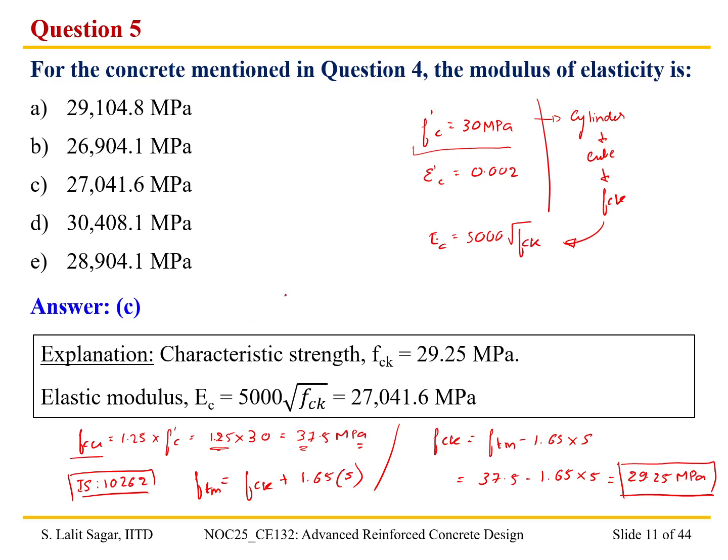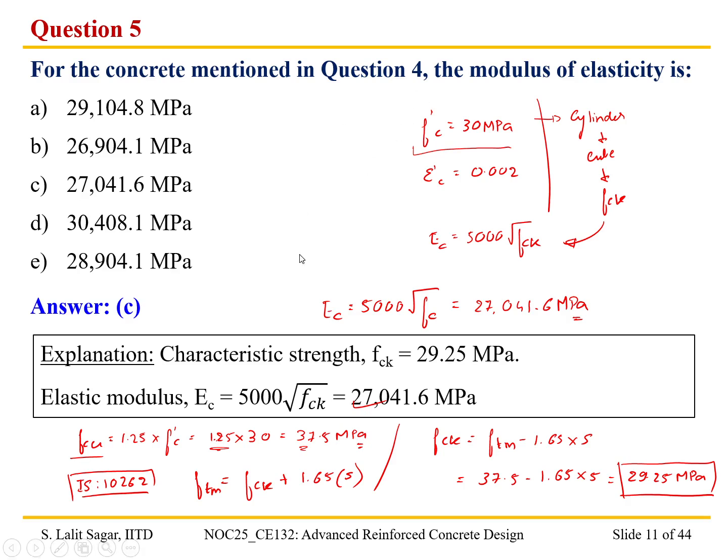So from that you get the characteristic strength as 29.25. After that, to determine the Young's modulus of concrete, the modulus of elasticity of concrete, you have EC is equal to 5000 into square root of FCK. You get the value of 27.27041.6 MPa, which is option C. Okay, so I think with that we can move on to the next question, right?